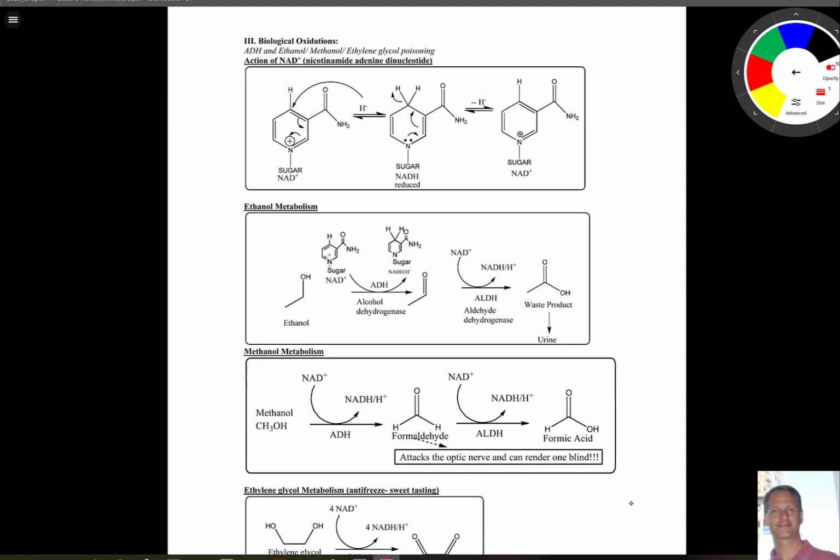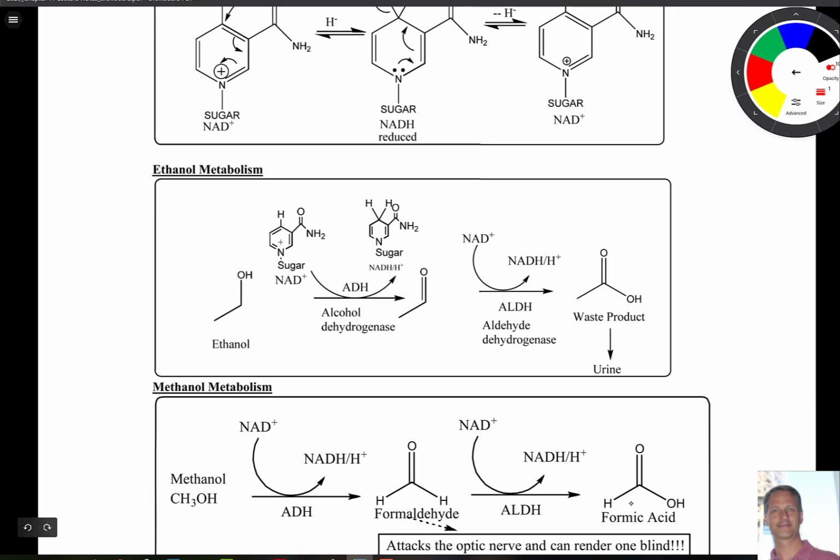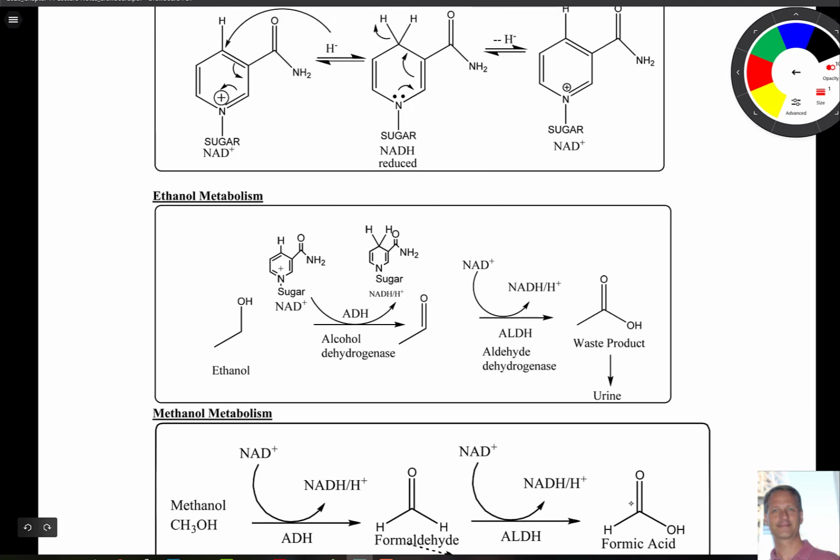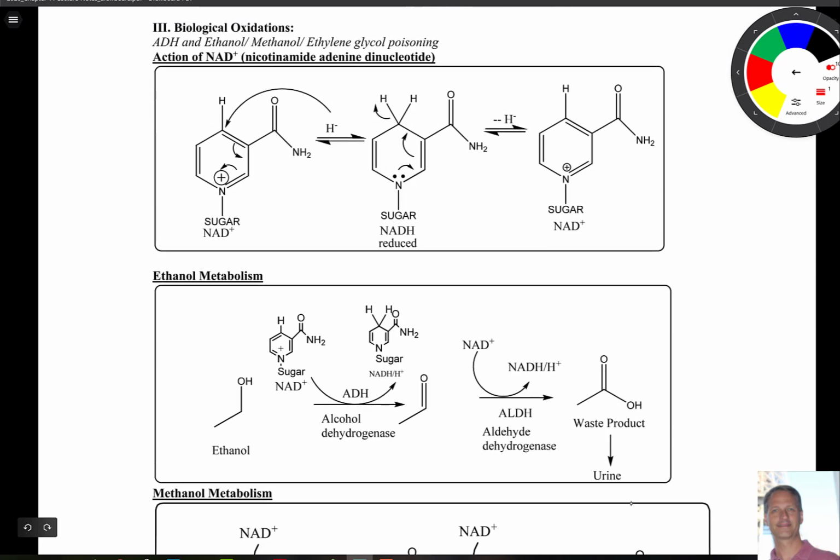Alright, so I like to just take a little sidestep from pure organic chemistry, and I would like to take a look at biological oxidations. Biochem is super awesome. It's really fun. If you get a chance to take it, you definitely should, even if you're just a chem major. So I want to talk about the action of NAD plus / NADH.